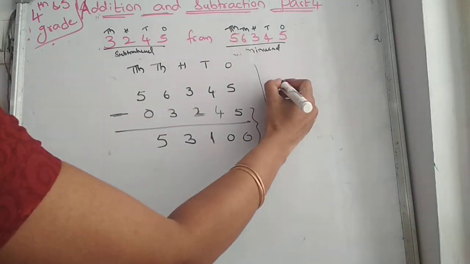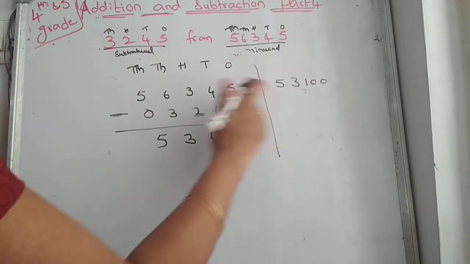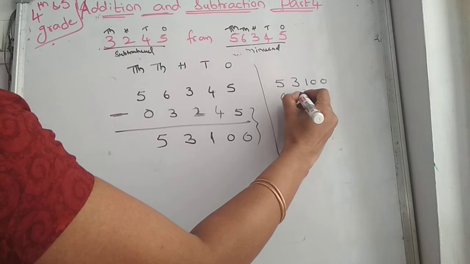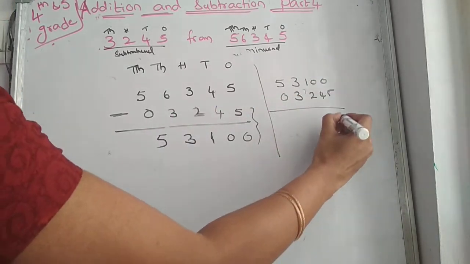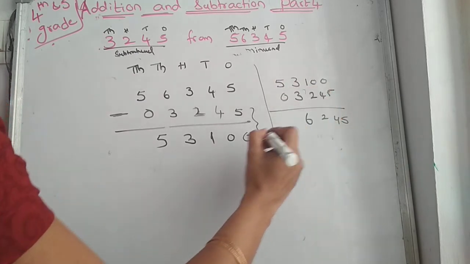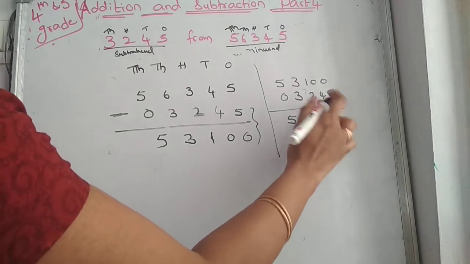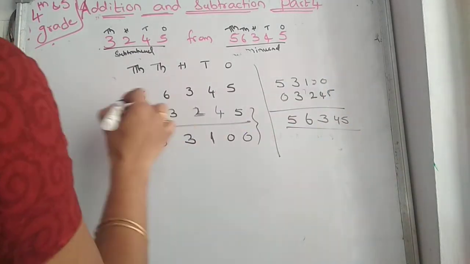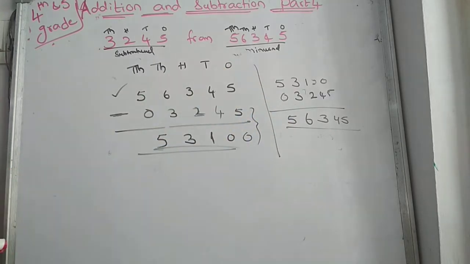What is the difference between the two numbers? 5, 3, 1, 0. What is the second number? 0, 3, 2, 4, 5. What is the small number? If you add these two things, 5, 4, 2, 3, 6, 5. 2 plus 1 is 3. So this number will come, so the answer is correct.